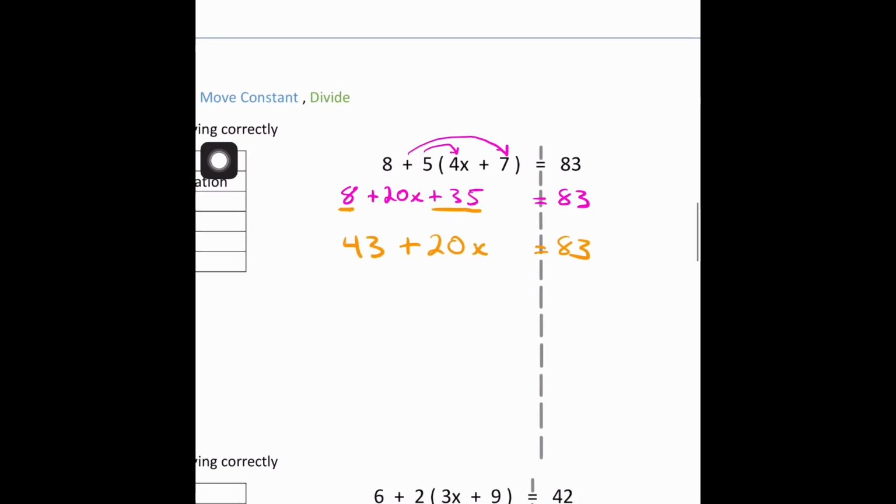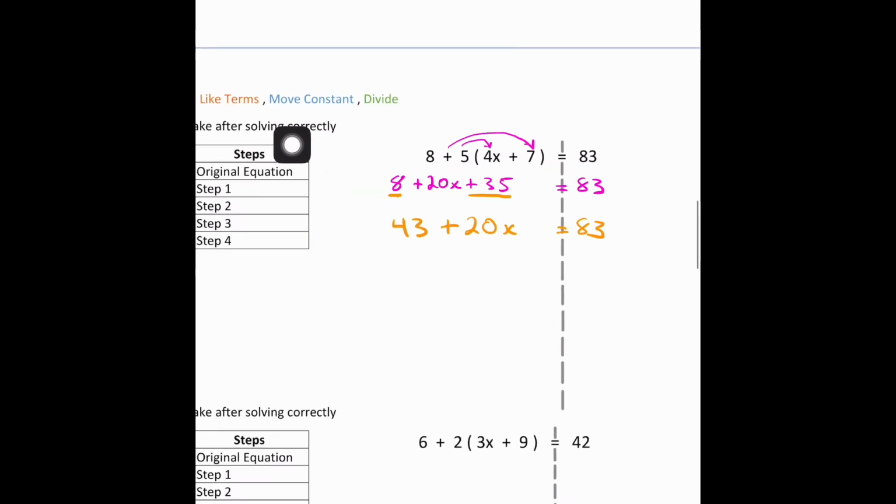Now, if we need to isolate the 20x, we do need to get rid of the 43. And just like our steps say, we're going to move the constant here.